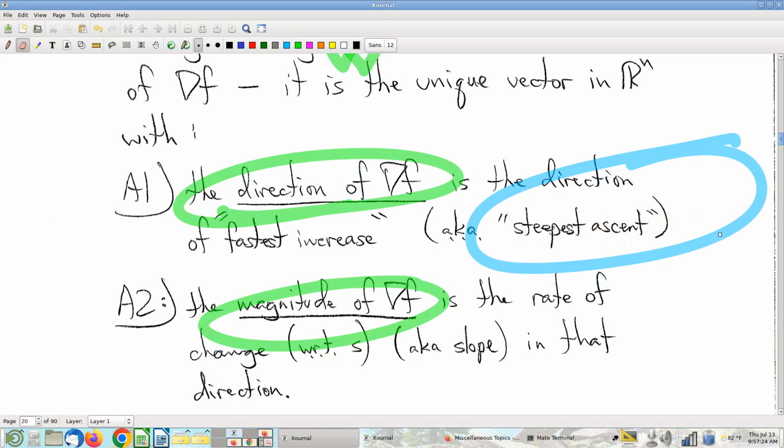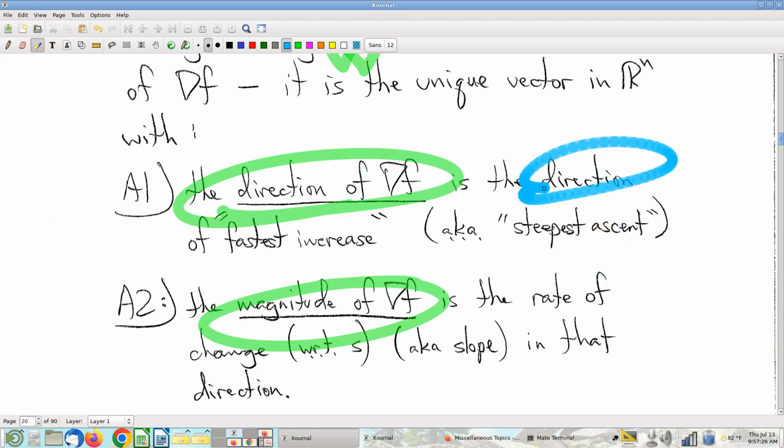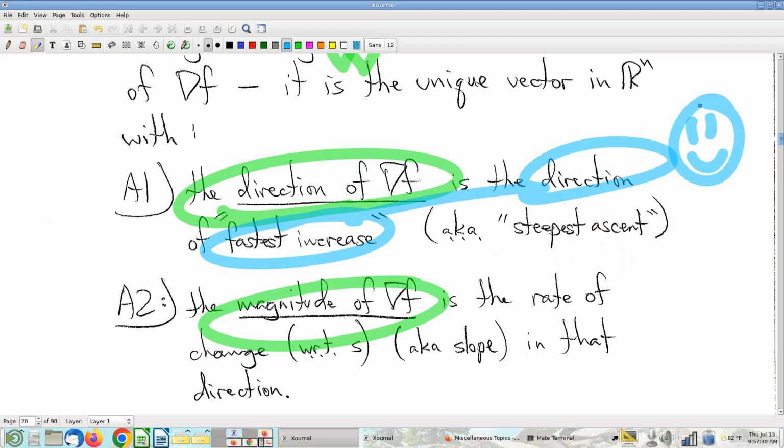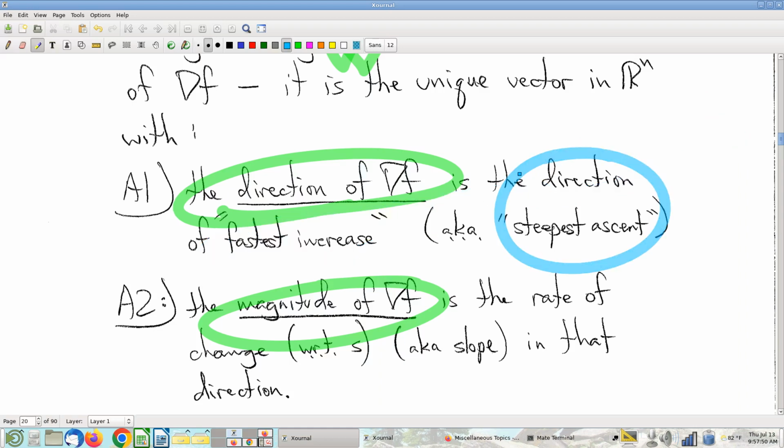I actually have a significant preference for this term. I think this term is nice because no matter whether you're looking at a graph or not, whatever you're looking at, independent of the picture, the gradient is always pointing in the direction that makes the function increase the fastest. So direction of fastest increase, I think, is a better term, but again, you're more likely to hear this one more often.